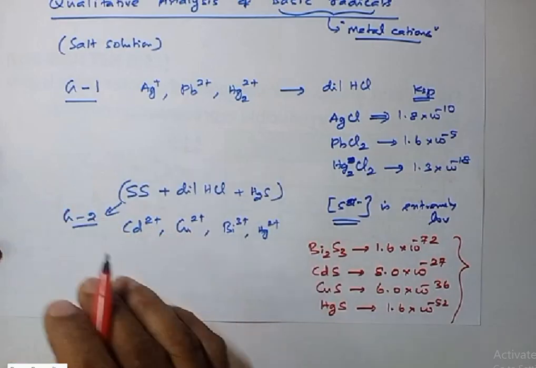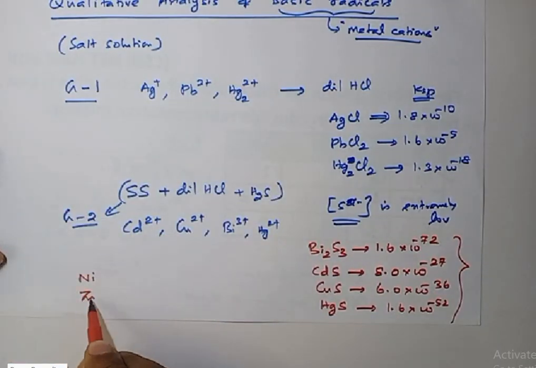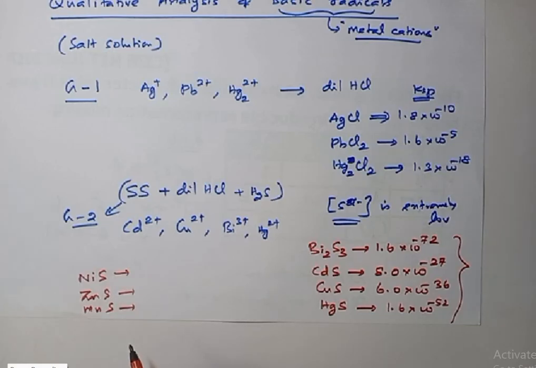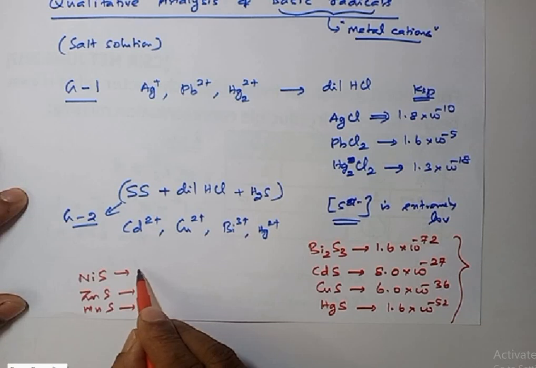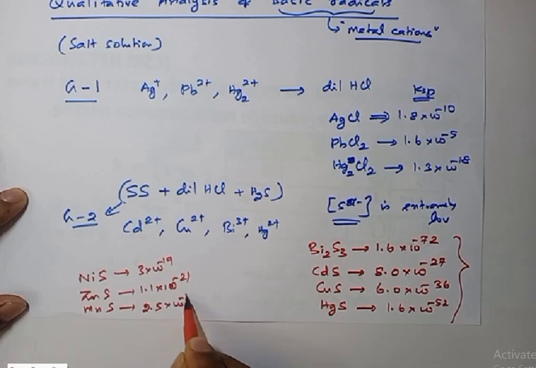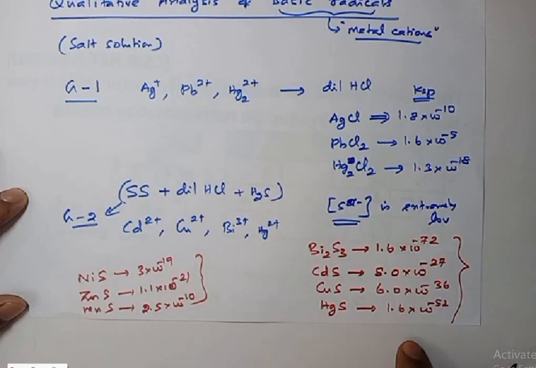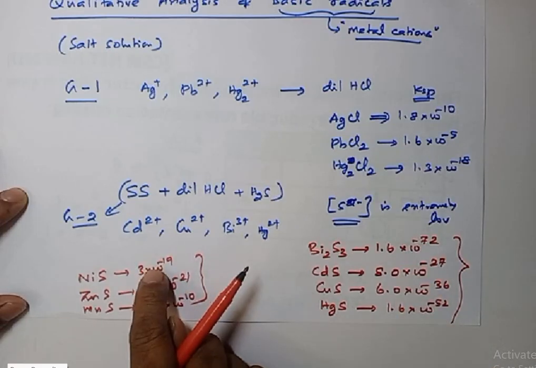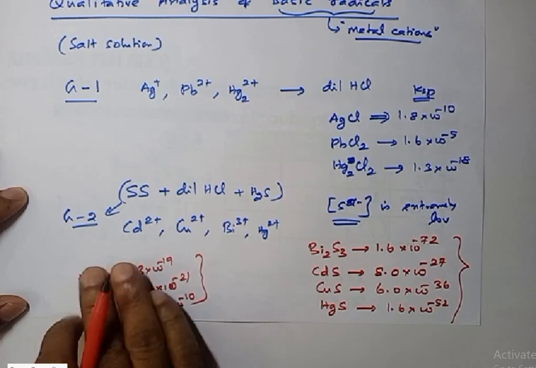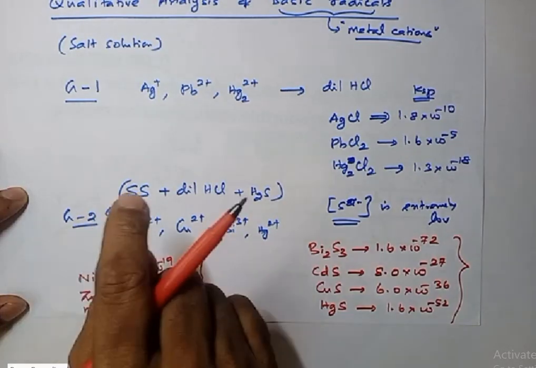Actually, in group 4 we have nickel, zinc, and manganese. They also get precipitated as their sulfides. But see the solubility product values for these sulfides. For nickel sulfide, the value is 3 × 10^-19. For zinc sulfide, it is 1.1 × 10^-21. And for manganese sulfide, it is 2.5 × 10^-10. Now compare these values with the earlier ones. These values are somewhat large, while those are extremely low. So even if nickel, zinc, and manganese ions are present, they never get precipitated in group 2.